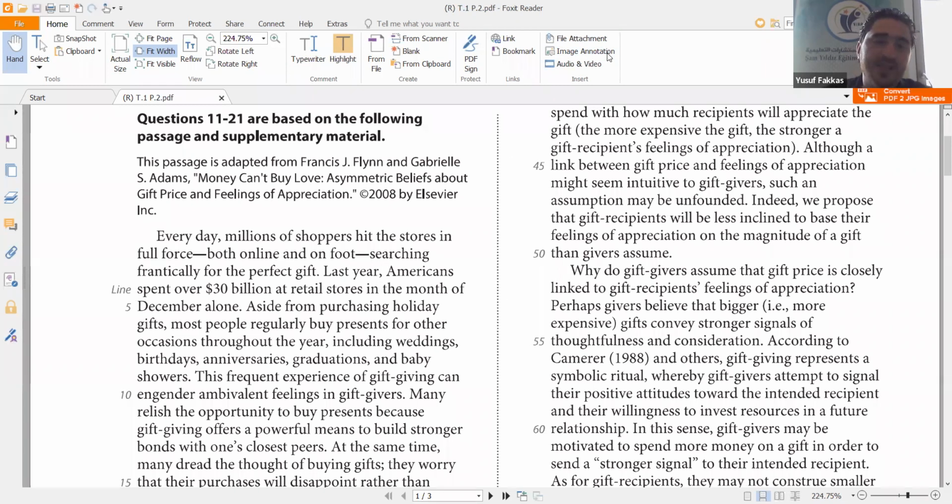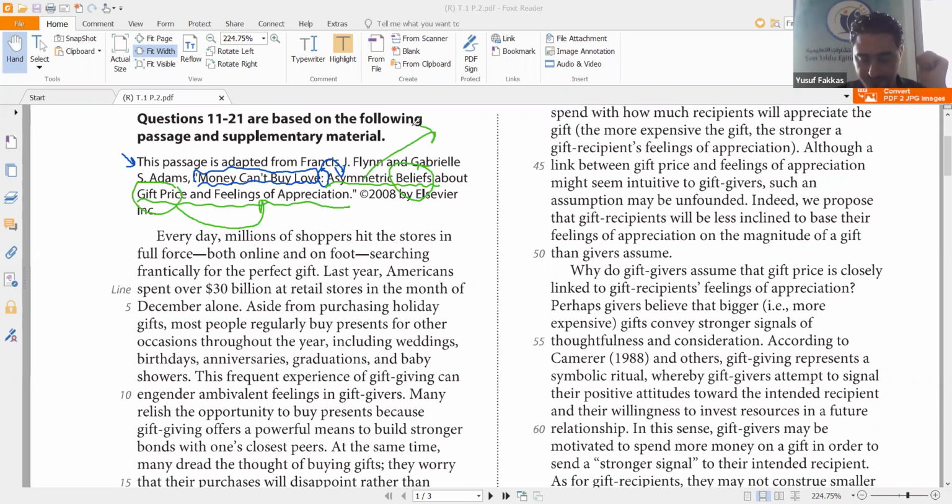Let's see. Again, step number 1, never skip the blurb. What is it saying? This passage is adapted from Francis J. Flynn and Gabrielle S. Adams. What are they saying? Money can't buy love. Okay, and then we have a colon, which means they're going to clarify what they mean by money can't buy love. What is the topic? They are telling us now that we have asymmetric beliefs about gift price and feelings of appreciation. So simply they're telling us we're going to discuss beliefs about gift price and feelings of appreciation.